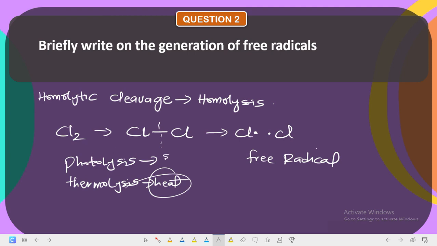Photolysis is when sunlight is used, like this of chlorine is usually by what? Photolysis, UV radiation. You see something like this, then it breaks down to give two free radicals. While in some cases, like if you have the acid anhydride, I didn't want to come here before, but we just have to. The acid anhydride.